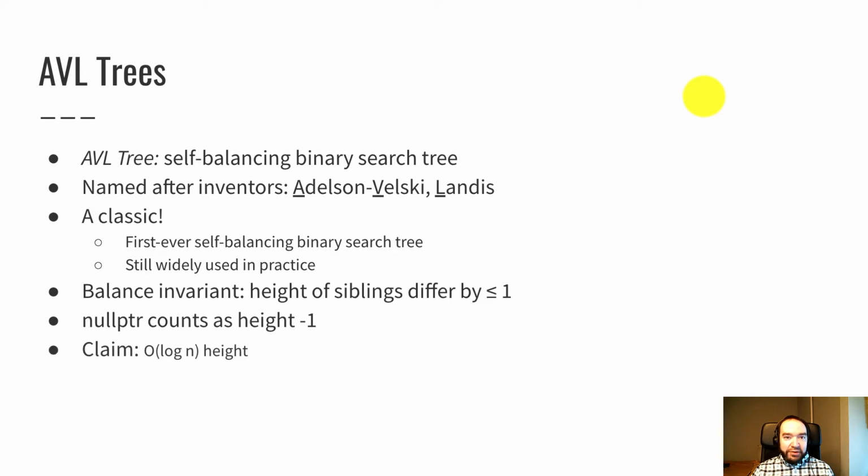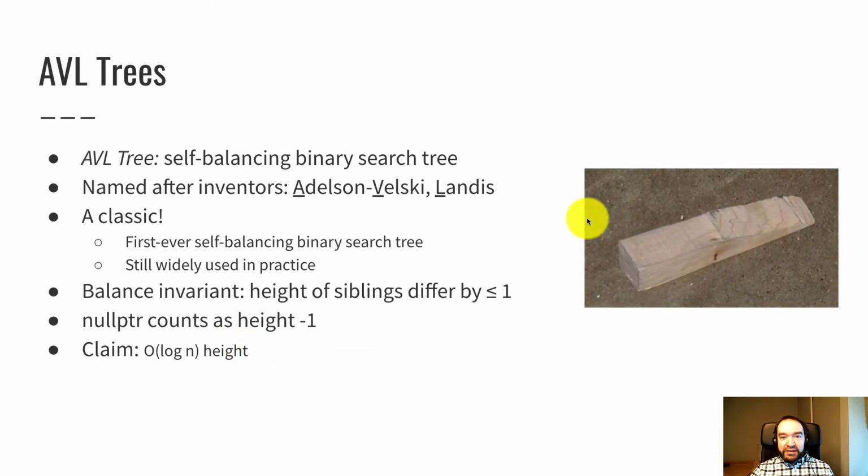We're going to claim now and prove later that this balance invariant implies that every AVL tree has logarithmic height. And it is mathematically true that if you form a binary search tree where the heights of every pair of siblings are only off by at most one, then you can only ever form a logarithmic height tree. We'll see why that is a little later. First, we're going to get into how this works.